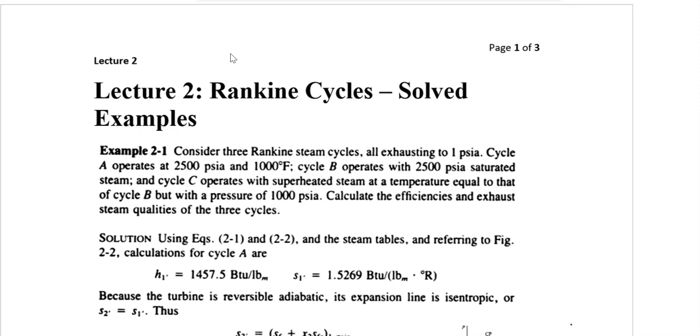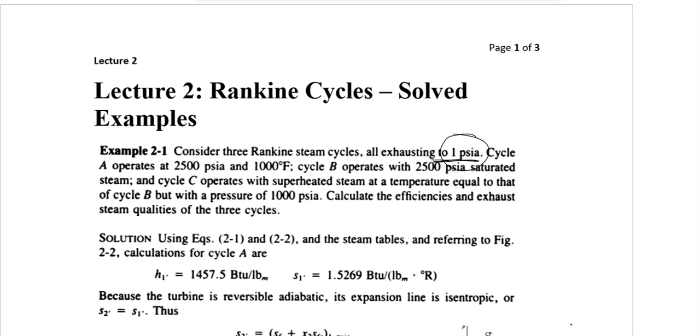Now, to solve this question, first we need to consider what are the given parameters or the given data in this example. It says all are exhausting, the Rankine cycle is exhausting at 1 psi. Exhausting means the exit pressure at which the turbine is exiting. That means the condenser pressure, inlet of the condenser and exit of the turbine. So that is 1 psi.